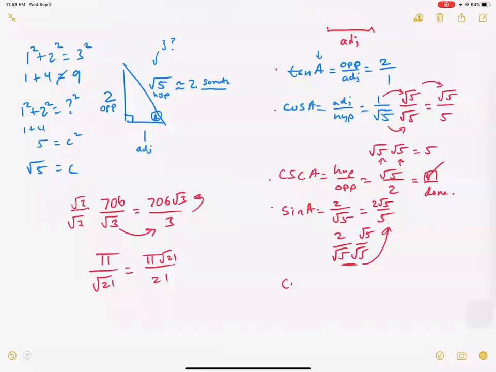I got cotangent of A. It's adjacent over opposite. Get it? Because it's your co-buddy. I'm just kidding. No, don't think of it that way.